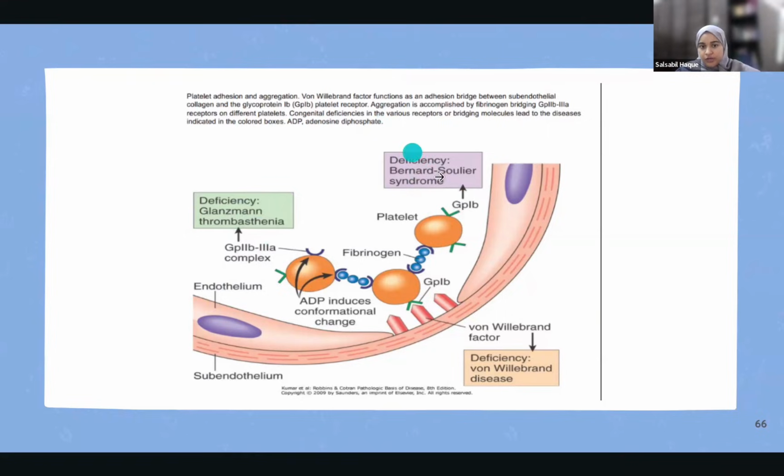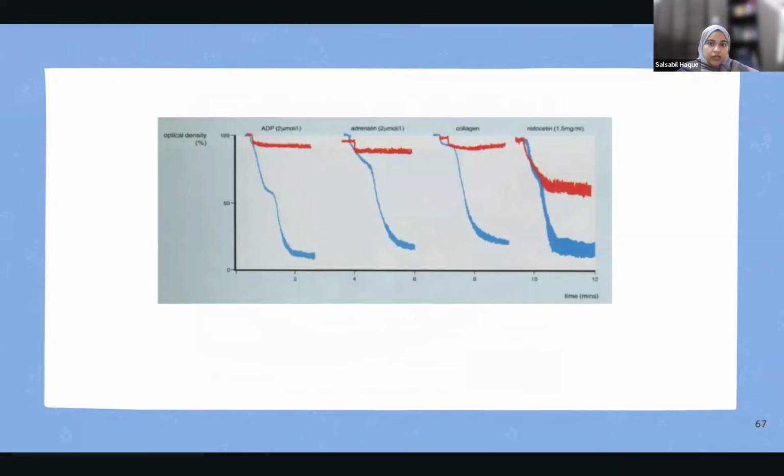Okay, so in Bernard-Soulier, adhesion with the von Willebrand factor is impaired. And then in Glanzmann thrombasthenia, you have problems in platelet aggregation with fibrinogen and with other platelets. Okay, so these are platelet function disorders. I brought this because of this diagram, basically.